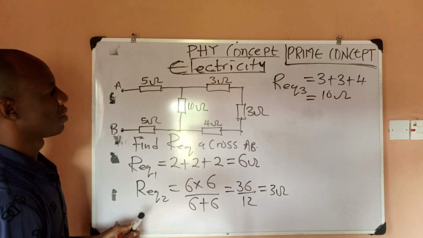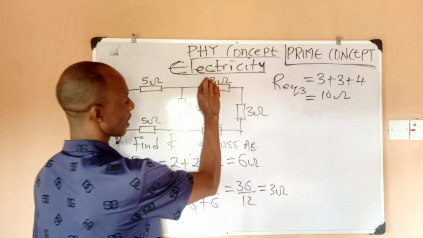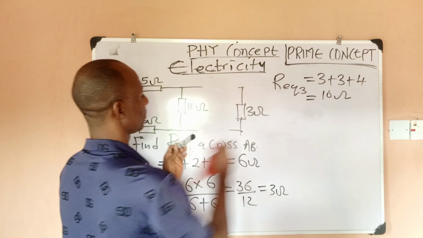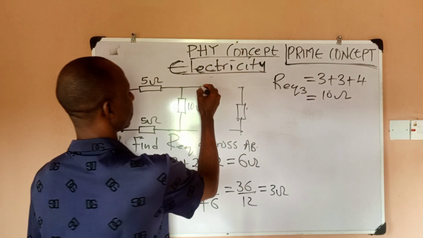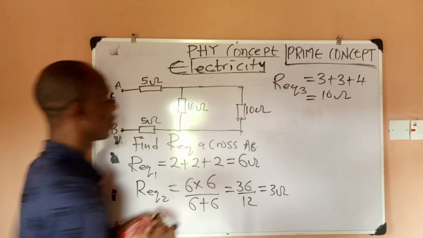So this 3 has now become 1. I'm going to redraw the circuit. I'll rub this and leave it as just 1. So this is what I would have now. This is what I have, and this value is 10 ohms from what we got there.